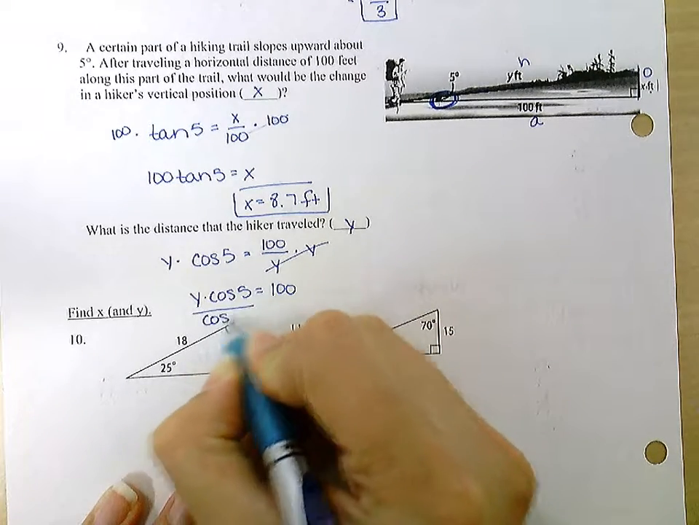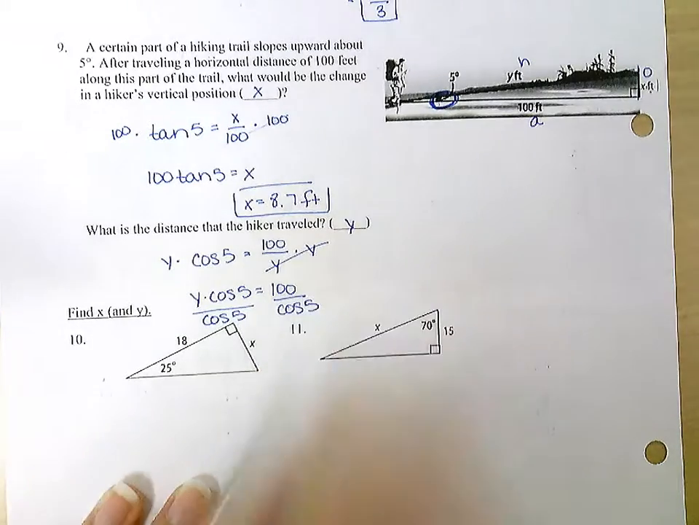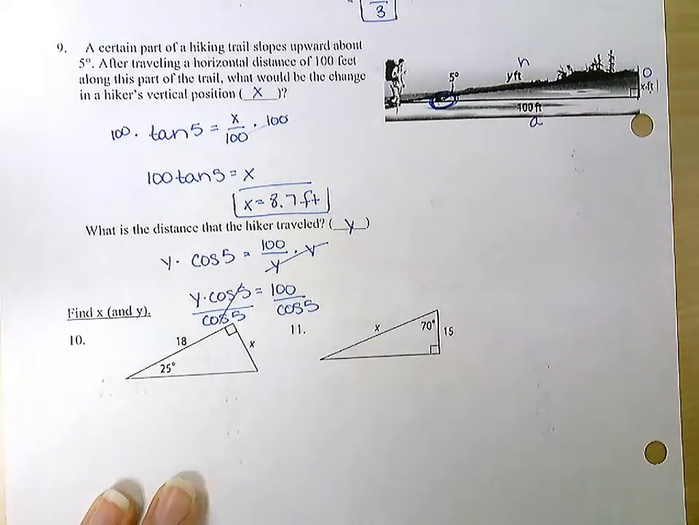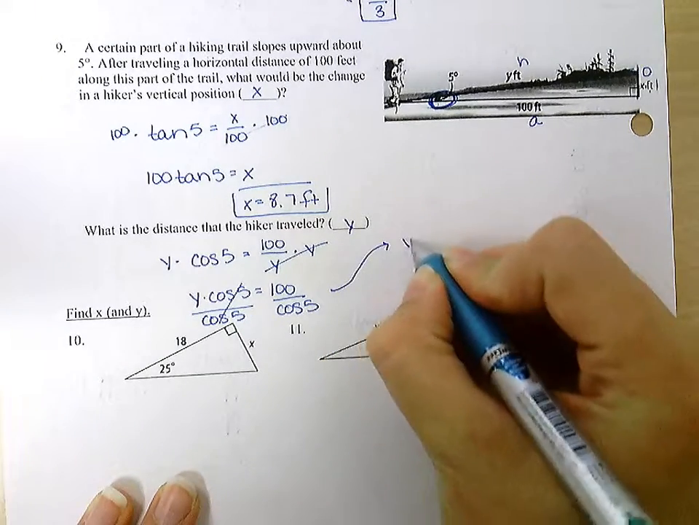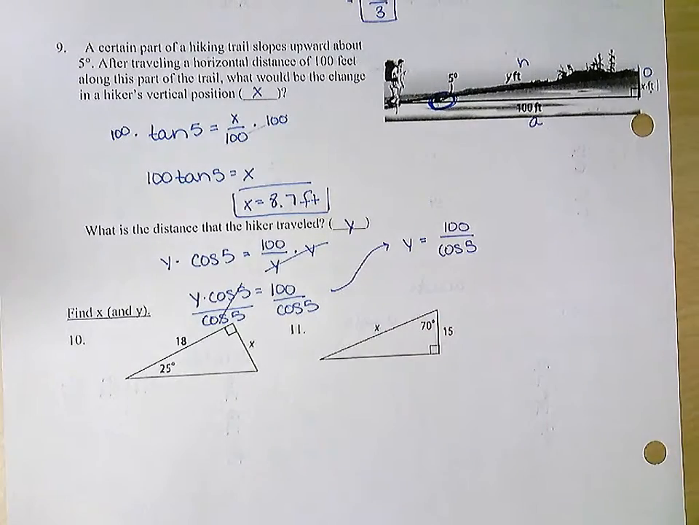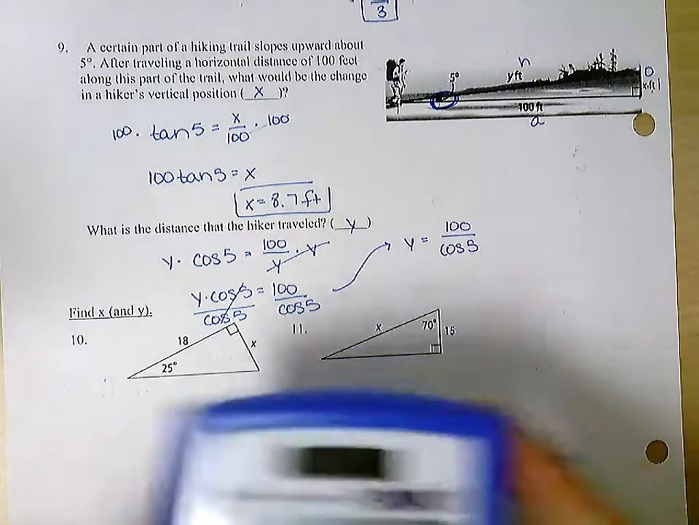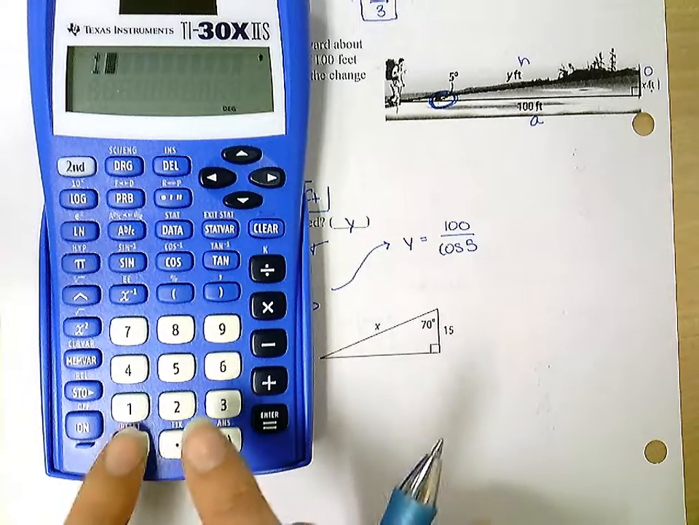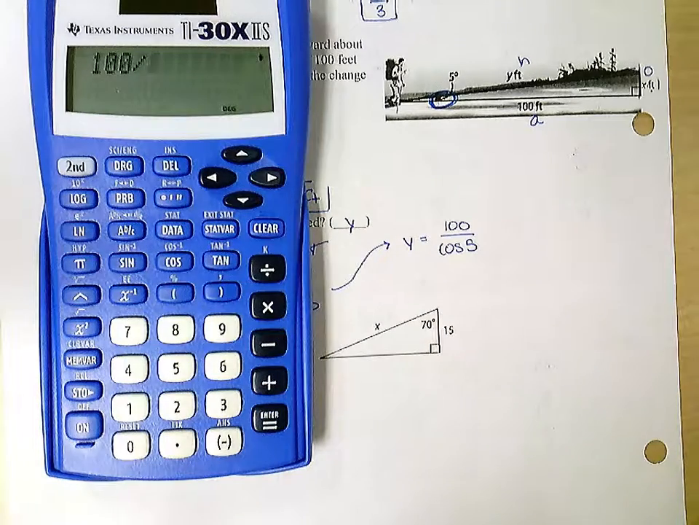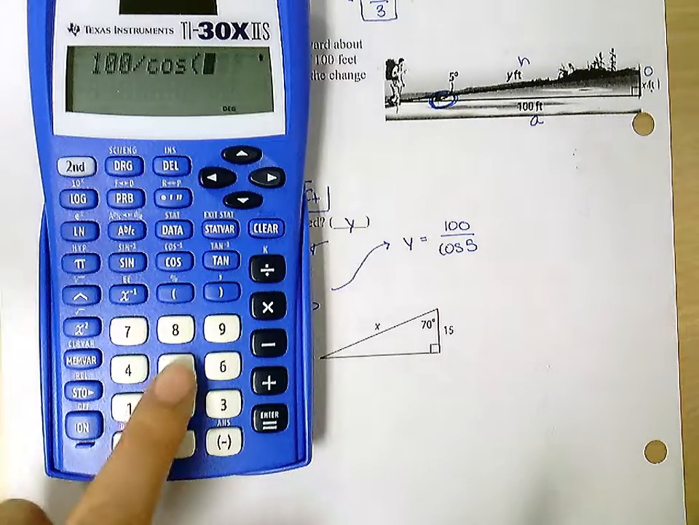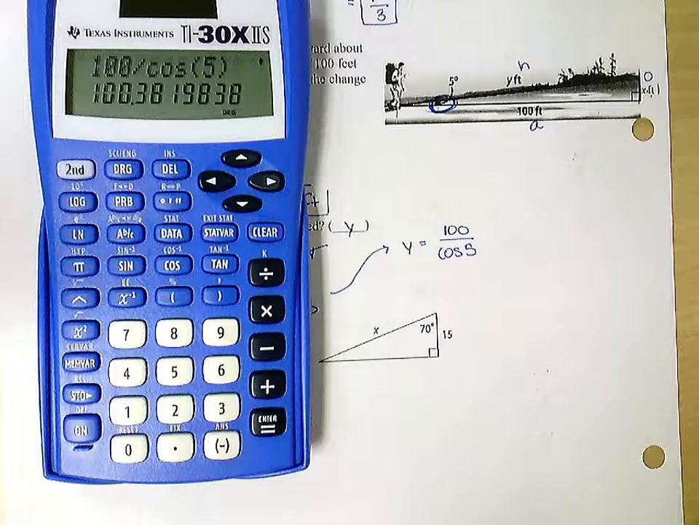Yes. Good job, Ryan. You want to divide by cosine of 5. Not just 5, not just cosine. Those are both attached to each other. So they cancel out here. So we have y is equal to 100 divided by cosine of 5. Again, I want to enter that into my calculator. So I have 100 divided by, press our cosine button right here, of 5, and press enter.